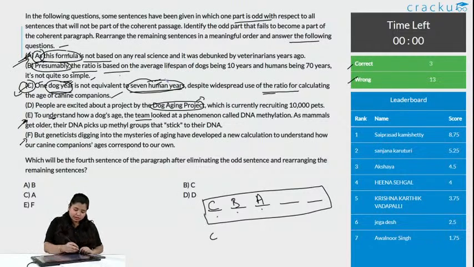So, that means sentence D is invalid here, as it is not talking about any dog ear or human ear relation, rather it is talking about a dog aging process. Do not get confused with it. Here it is talking about the dog aging process, not a relation between dog ear and human ear. So, the odd sentence is D.